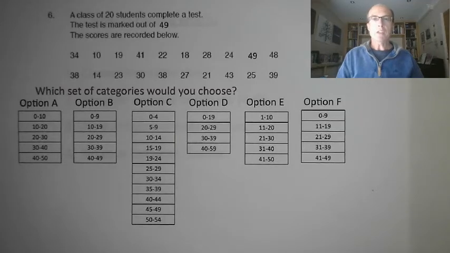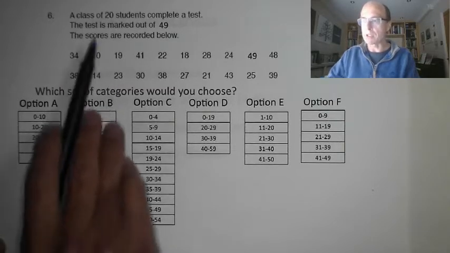Hello, in this short video we're going to have a look at the factors that we want to take into account when we come up with the categories for grouping either discrete or continuous data. The example that we're going to have a look at here is discrete, but the ideas apply equally to continuous data. Okay, so have a look at the example we've got in front of us.